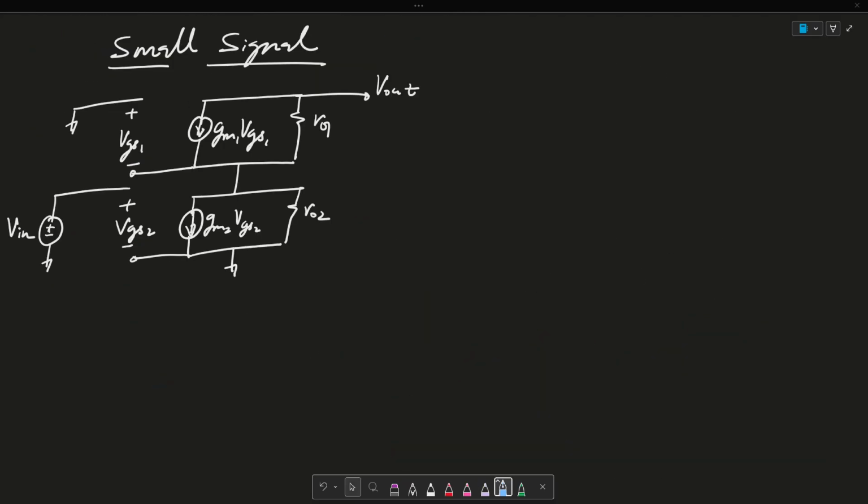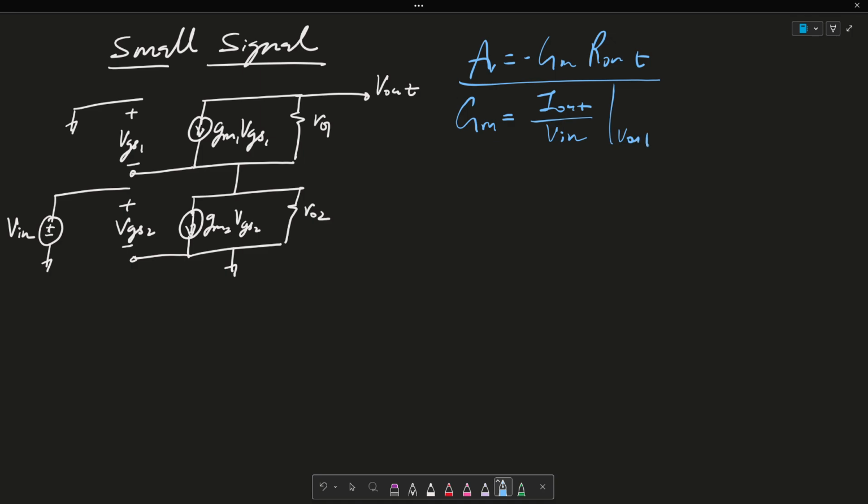Now let's actually do the analysis. So we know that AV is equal to minus Gm Rout. So let's go ahead and find Gm. So we say Gm is this I out over Vin when Vout is equal to 0. So what I'm going to do is short circuit Vout. I'm going to notice that this VGS goes to 0. As a result, this voltage controlled current source also goes to 0.